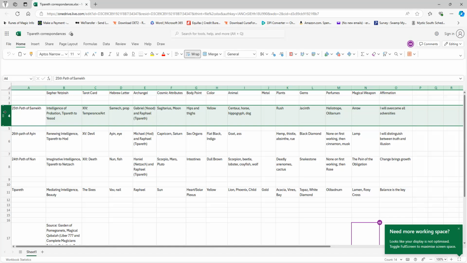kind of a combination of an eagle... no, maybe it's a horse and a lion, but it's got wings. The plants are rush. The gem is hyacinth. Perfume is heliotrope and olibanum, which is a wonderful smell. The magical weapon is the arrow, which Sagittarius fires straight up the tree, which is the path you want to go. And the affirmation is, I will overcome all adversaries.